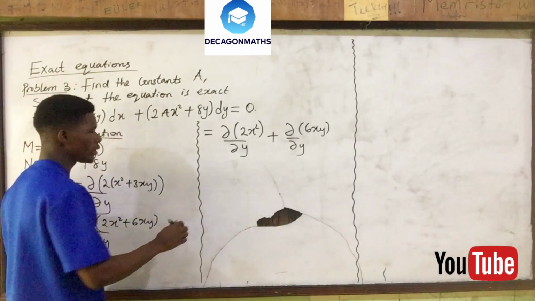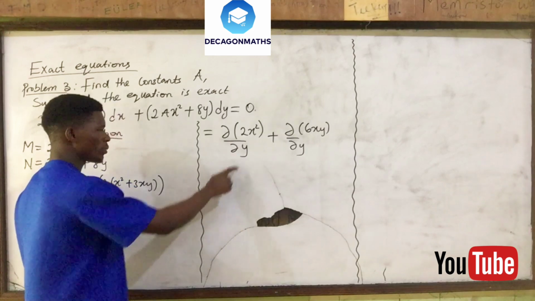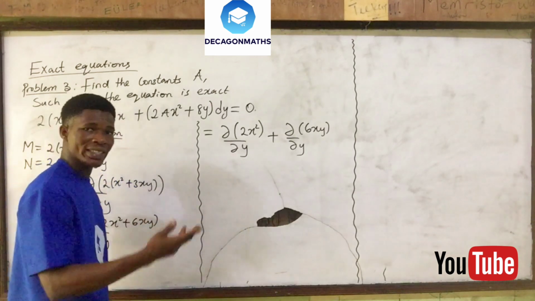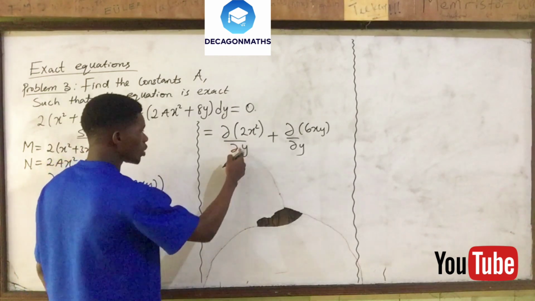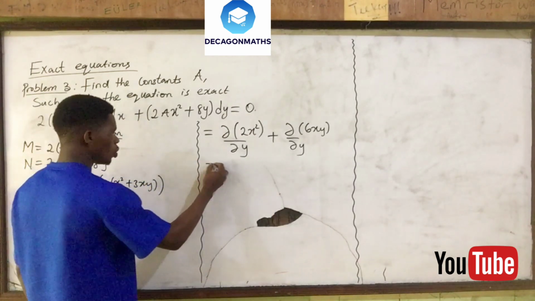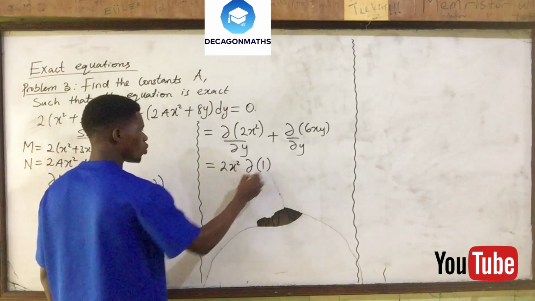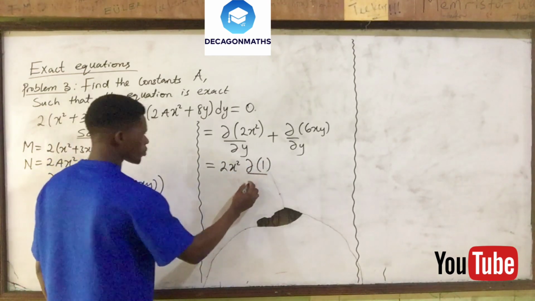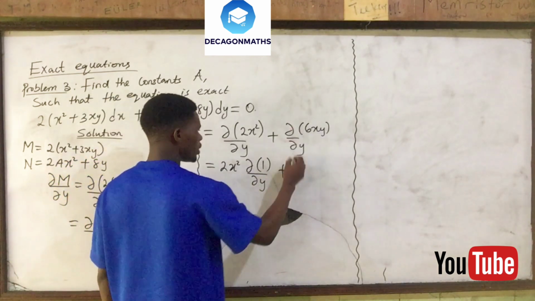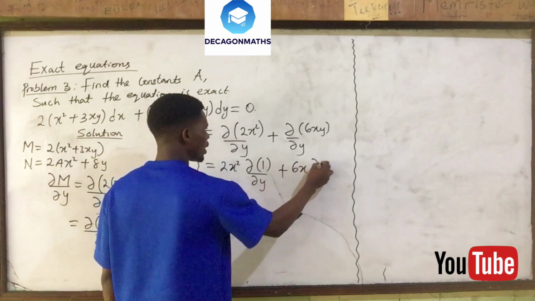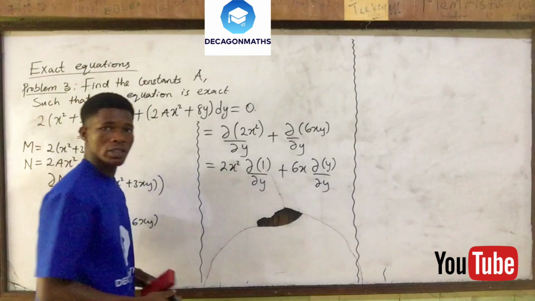Now I'm going to say this again. Once we are finding the partial derivative with respect to y, anything that has to do with x will be taken as constant, right? That means x squared is a constant, and obviously 2 is a constant. So we can write 2x squared times the partial derivative of 1 with respect to y, plus, here 6x will be taken as constant, then we have just y left here.